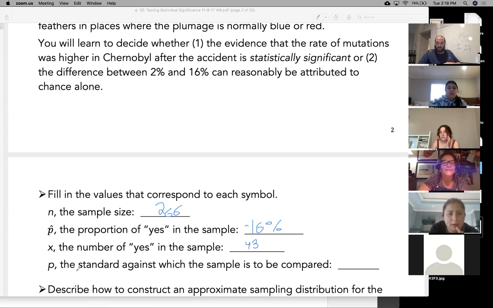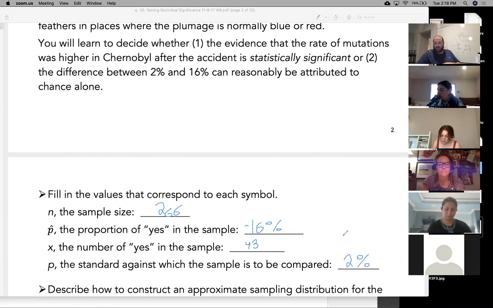The birds that were chemically affected by Chernobyl, but what number? 2%. That's between 2 and 16. So what are we comparing it to? 2%. Exactly. We're trying to compare ours to 2%, whether or not what we have is comparable to 2%.